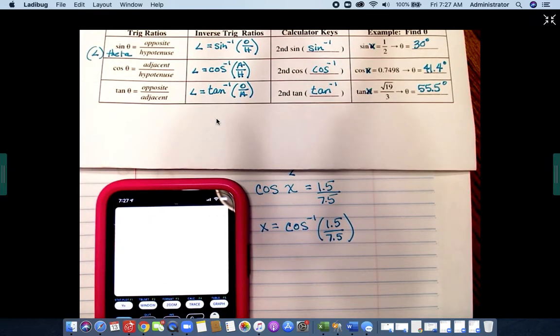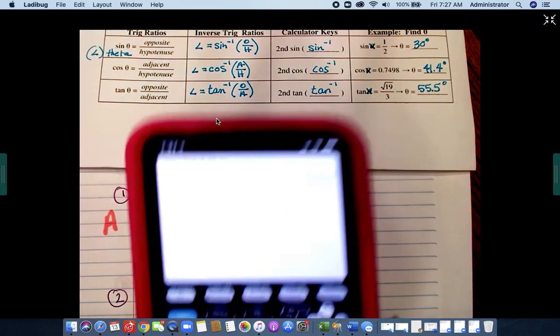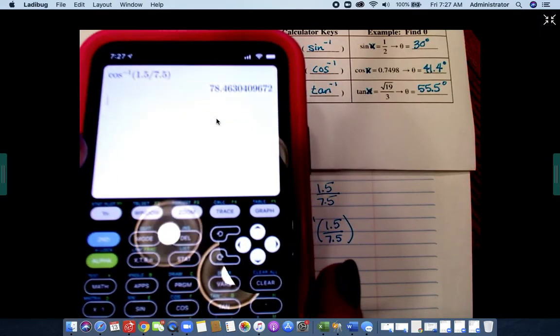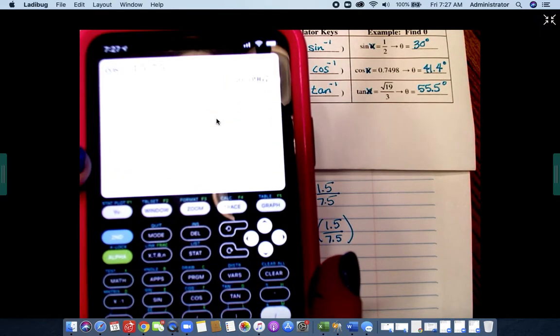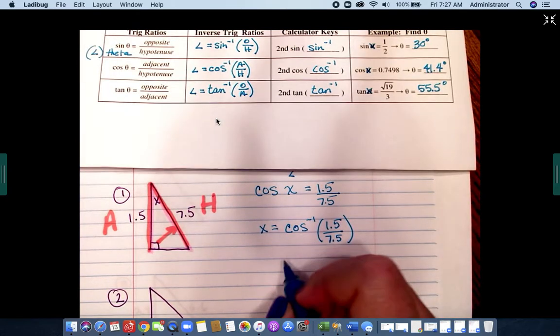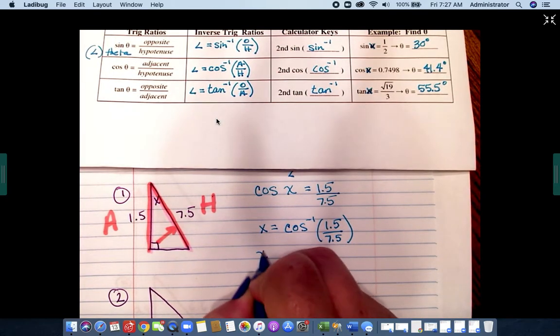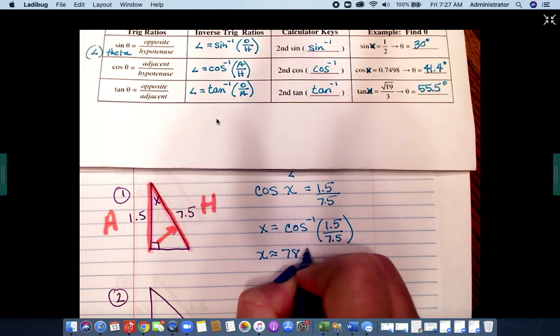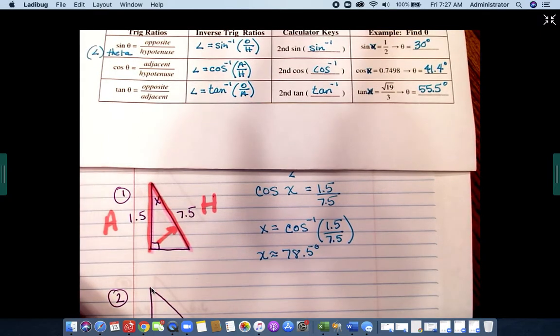So now I'm just going to take my calculator. You might not see it very well, but I don't want to keep readjusting. So second cosine, 1.5 divided by 7.5. So maybe you can see that. Cosine, so I get about 78.5. So my angle x is approximately 78.5 degrees.